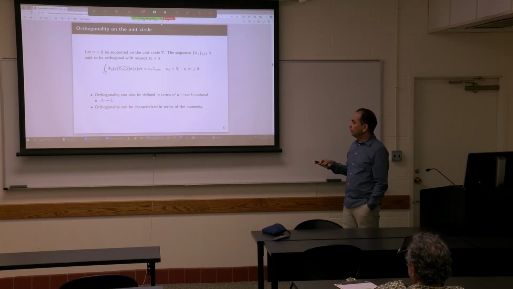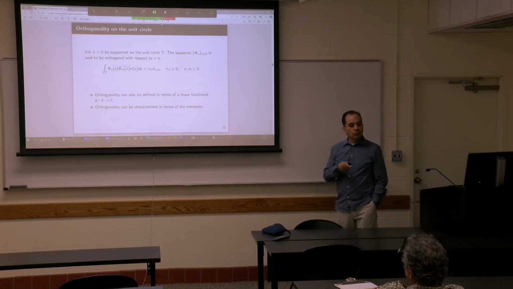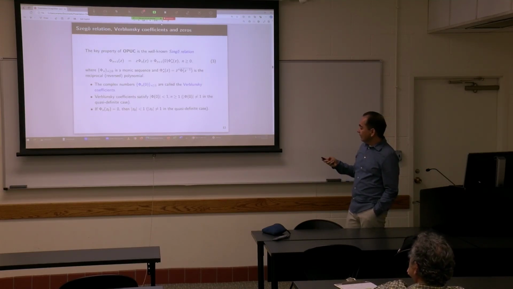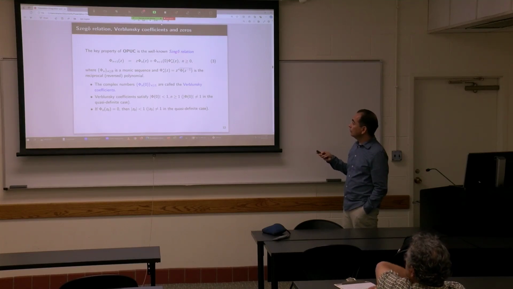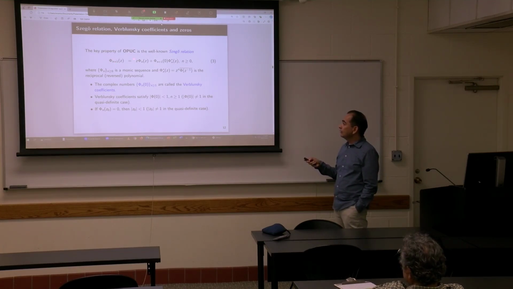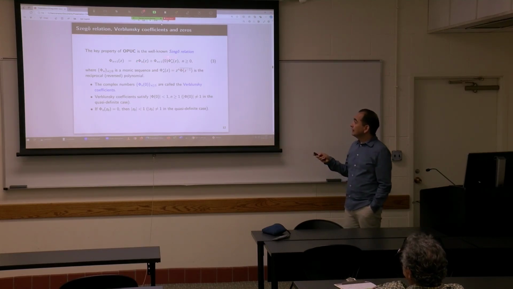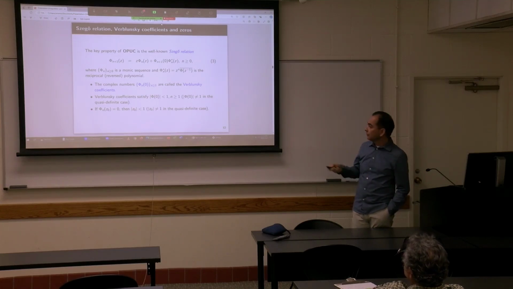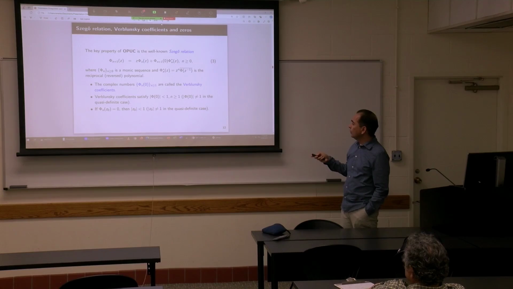Of course, orthogonality can also be characterized in terms of the moments. Now you construct the sequence of moments, but now you have a Toeplitz matrix, but the conditions are pretty much the same. It also has a recurrence relation, but now it's called a Szegő relation, where you can still construct the polynomial of degree n+1 in terms of the polynomial of degree n. The only difference is that now in the Szegő relation appears this polynomial, which is called the reciprocal polynomial, which is a polynomial that you get from the original one by reversing the coefficients and conjugating. It's also called the reverse polynomial.